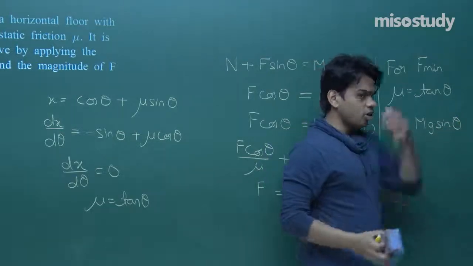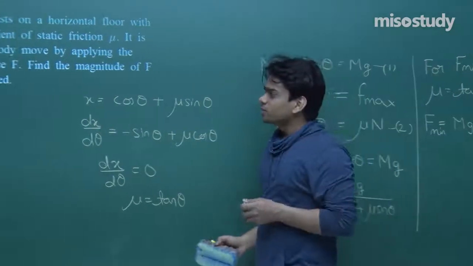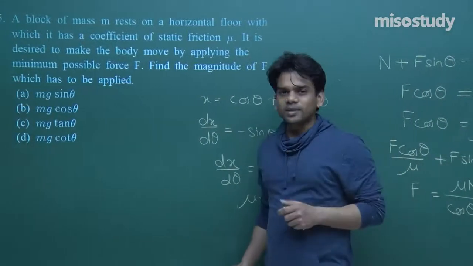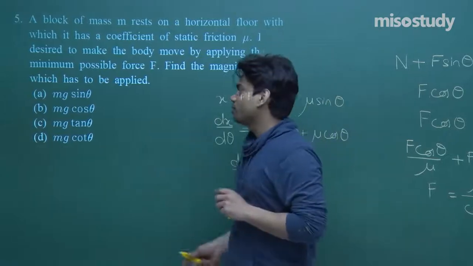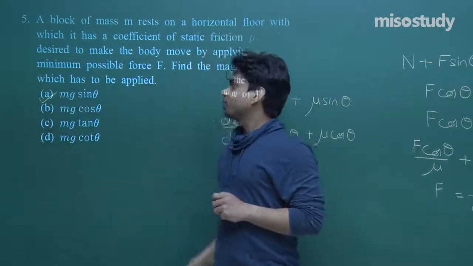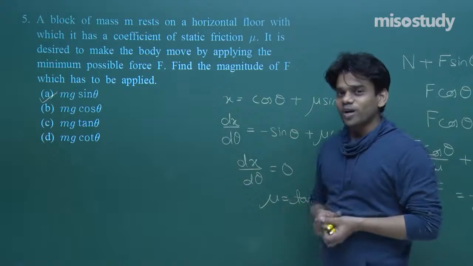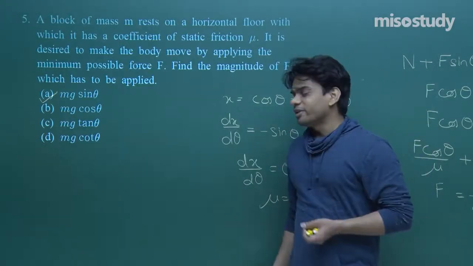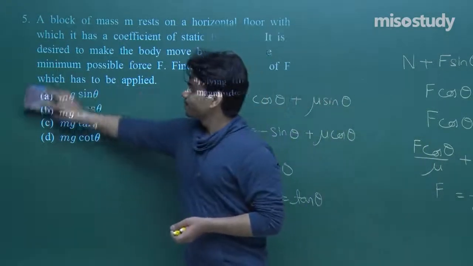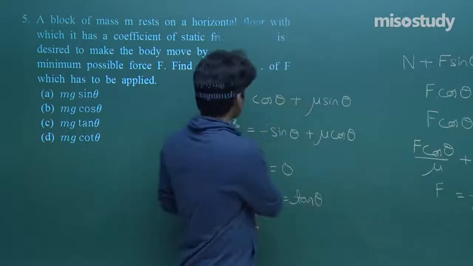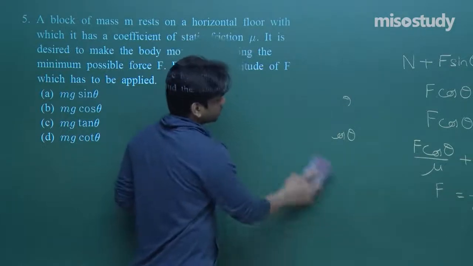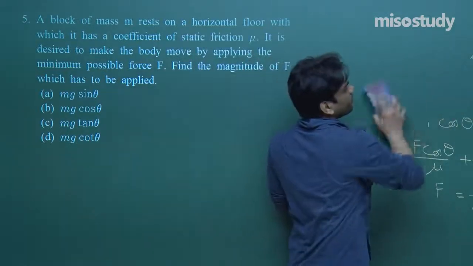So let's go ahead and see the options. It says small m is used; I have used capital M somewhere, so refer to it as small m everywhere. So option A will be the right answer, that is mg sin theta. This is the method that you have to use to find the minimum value of the force that we need to apply. This was a good question, and I hope you have understood how to solve such kind of questions.